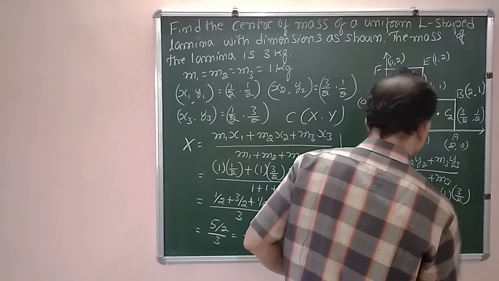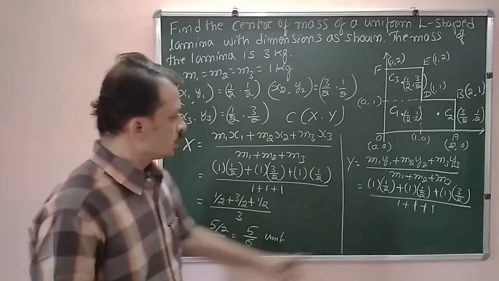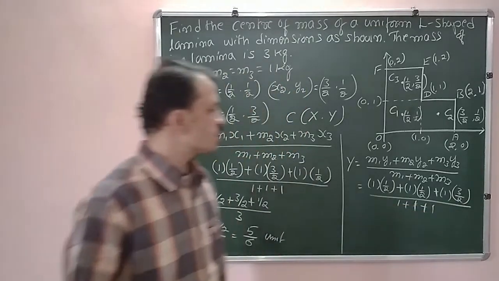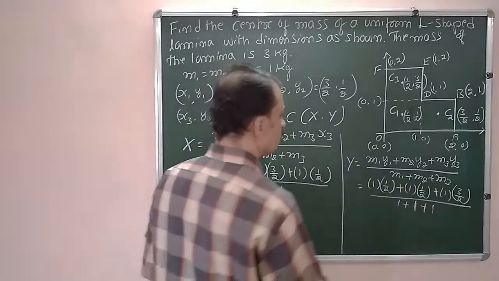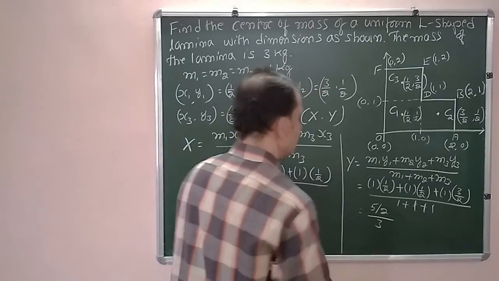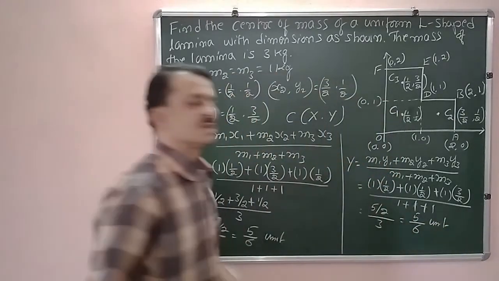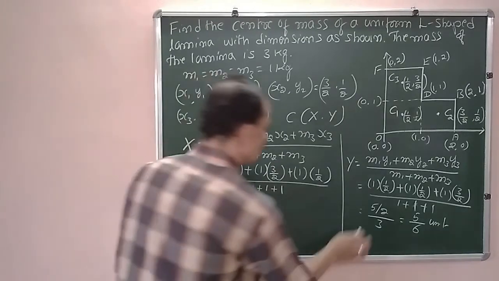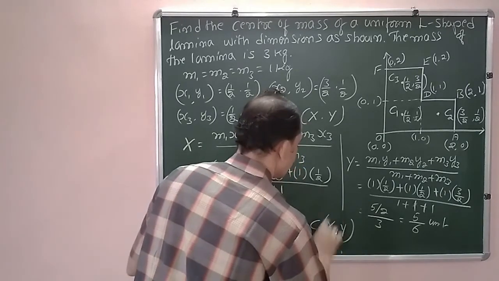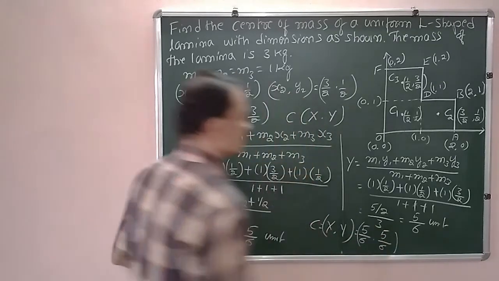Once again we are getting the same values. So it is 1 plus 1 plus 1. Now it is half plus 3 by 2. In the denominator 2 is common, therefore it is 5 by 2. 3 plus 1 plus 1, it is 5 by 2 divided by 1 plus 1 plus 1, that is 3, or y is also equal to 5 by 6 units. Therefore, the center of mass has the coordinates x comma y, that is equal to 5 by 6, 5 by 6.